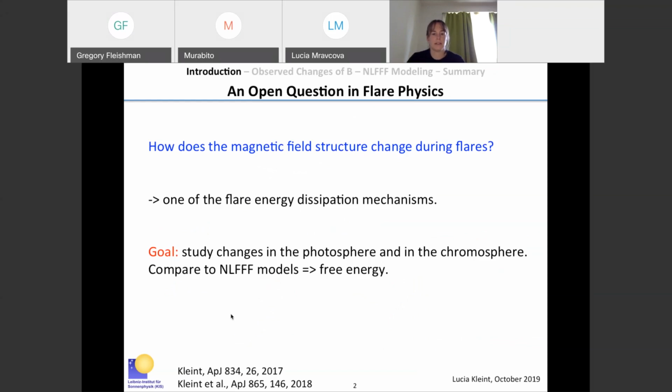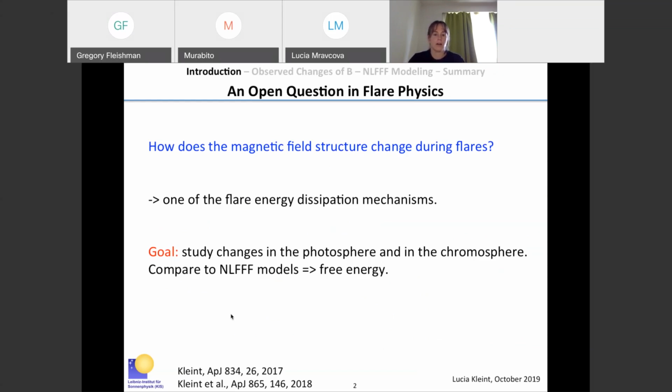So the main question today is, how is the magnetic field structure changing during flares? And that's important because some of the energy is lost that way. To actually understand the energy in flares, it is important to also calculate how much energy was there in the beginning, what is the free energy that can power flares.